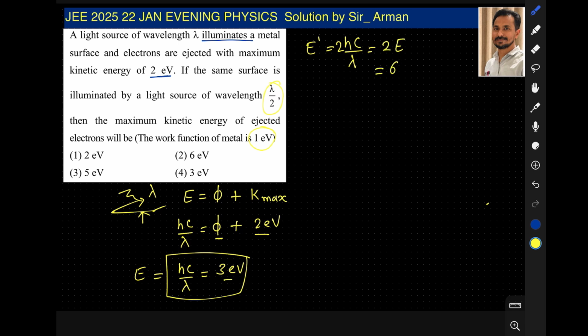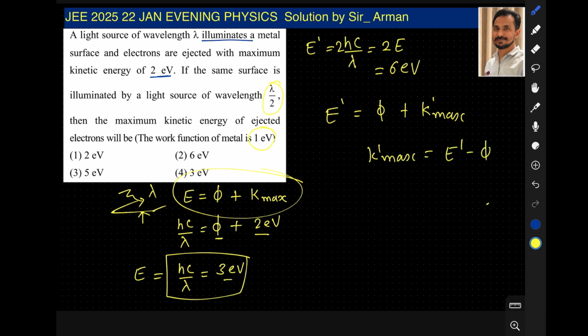So incident energy becomes 6 eV. Now to find the kinetic energy we use this equation again. So E dash is equal to work function plus K dash max. So K dash max is equal to E dash minus work function. So E dash is 6 eV and work function is 1 eV. So 6 minus 1, that is 5 eV. So the correct option is option number 3.